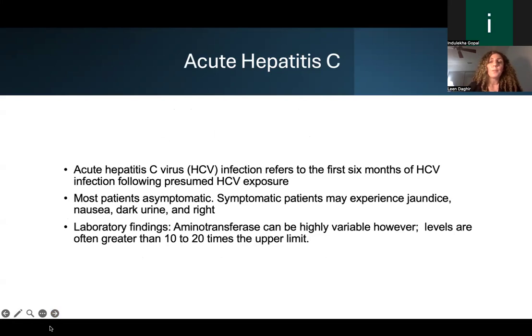Now, acute hepatitis C refers to the first 6 months of hepatitis C infection following presumed exposure. Most patients are asymptomatic. Symptomatic patients may experience jaundice, nausea, and dark urine. Laboratory findings: aminotransferase levels can be highly variable, however, levels are often greater than 10 to 20 times the upper limit.